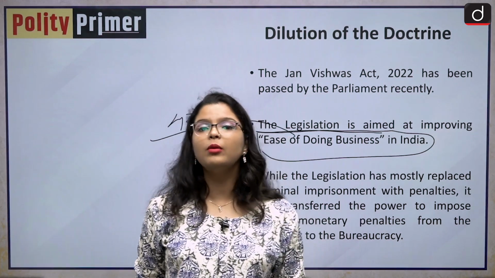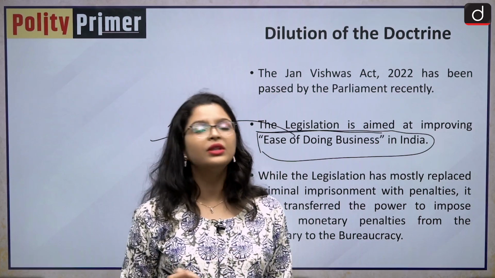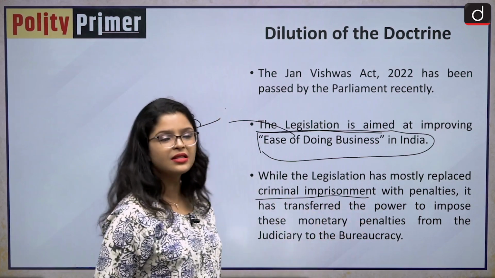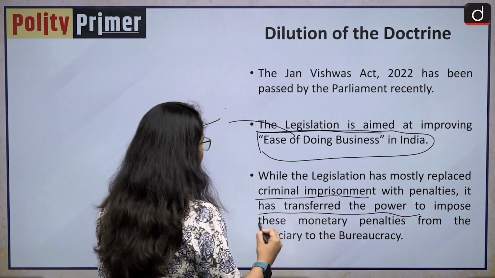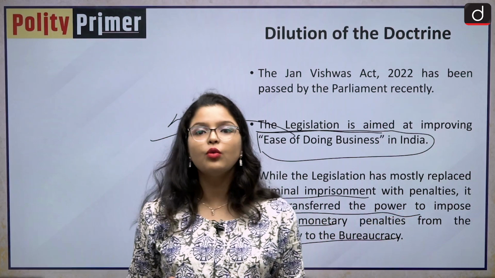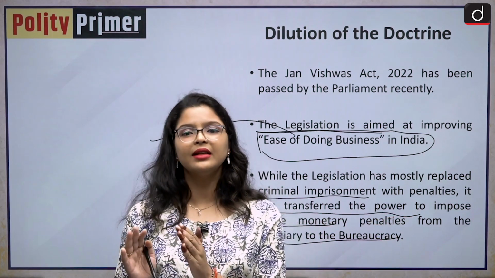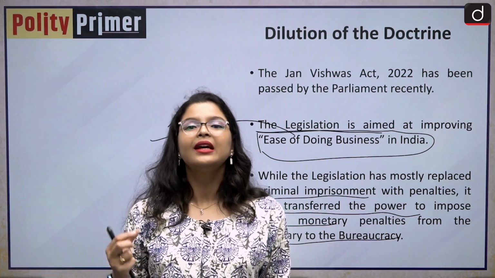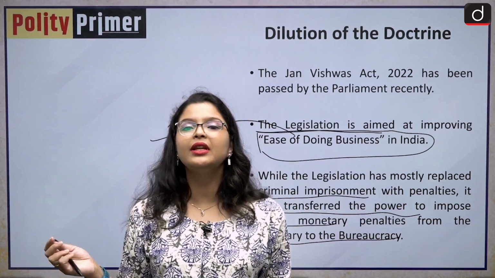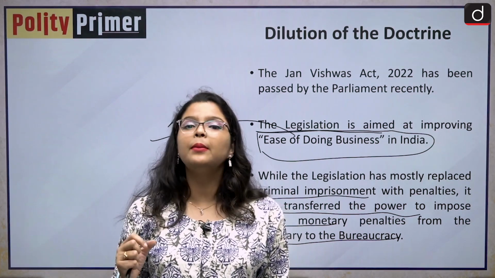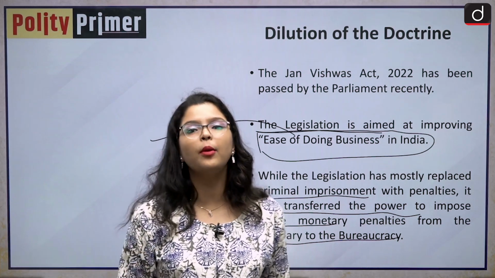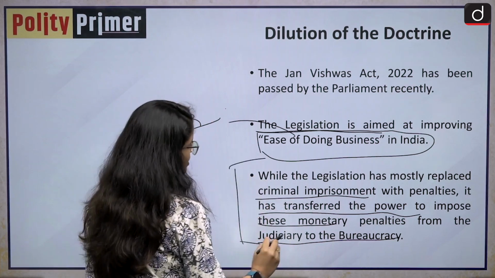And what does it say about the division of power? This legislation has mostly replaced criminal imprisonment with penalties, and it has transferred the power to impose these monetary penalties from the judiciary to the bureaucracy. So the bureaucracy under this act is acting for its own cause, and the power to impose penalty, to conduct inquiry and then decide what the amount of penalty should be, is completely in the hands of the bureaucracy and not the judiciary. And this is the problematic part of the Jan Vishwas Bill.